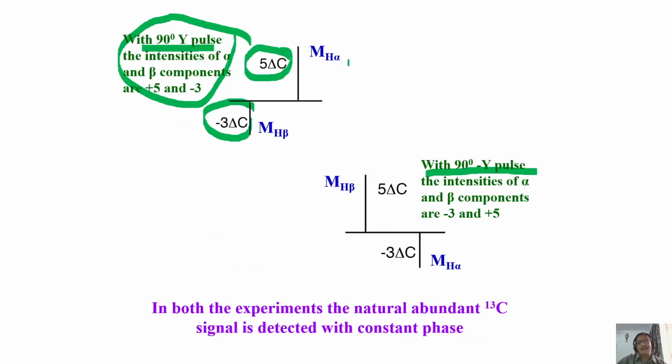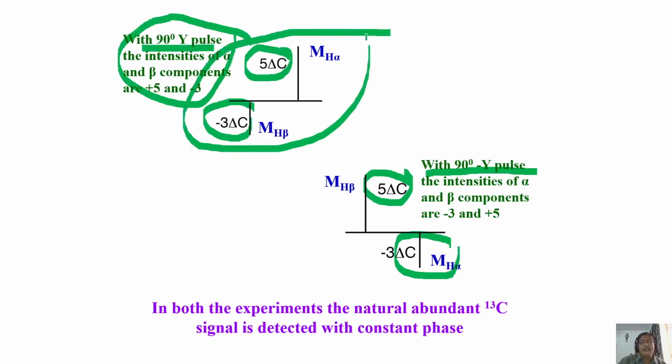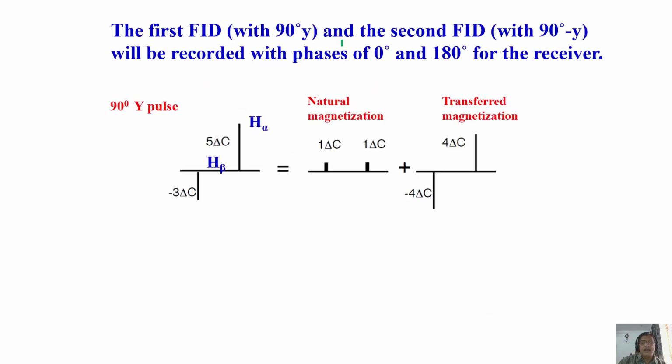In the 90 +Y, this is positive and negative. In the 90 -Y, the components get interchanged. Now +5 is here and this is negative. The alpha and beta components get interchanged. Intensity gets reversed. Now what are you going to do? In both cases, in addition to this, what are we getting? In this experiment, we get this signal. Okay, the natural component is also there.